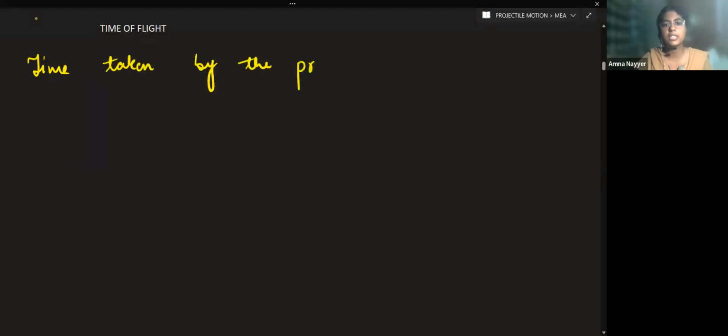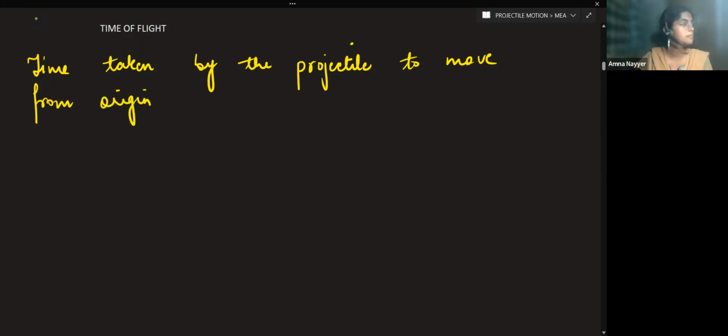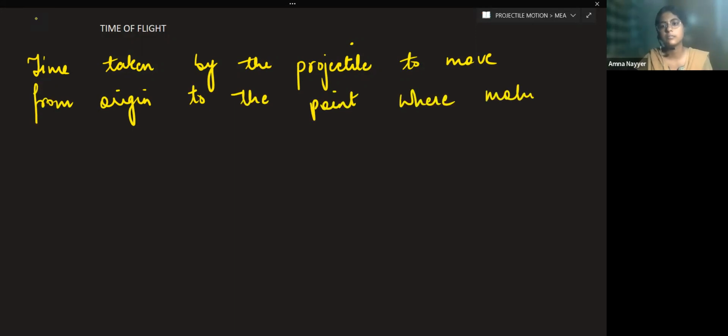So time of flight is what? Time taken by the projectile to move from origin to the point where motion is stopped. That is the complete, entire time of flight.